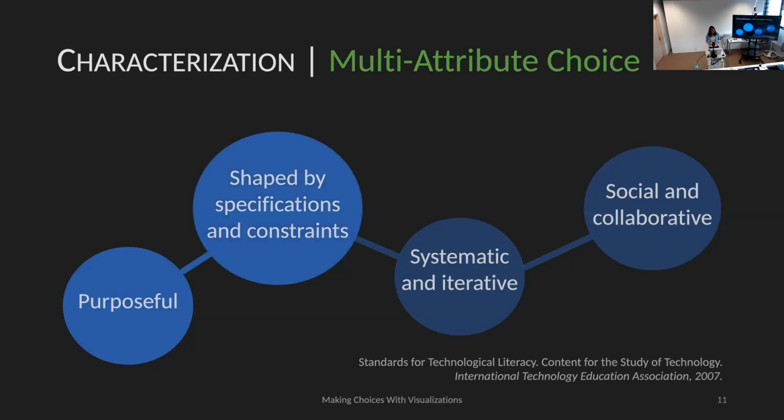And then second, choices are, of course, shaped by specifications and constraints. So specifications tell what the chosen option is intended to accomplish, while constraints are limitations that the decision maker must stay within. Some are absolute hard constraints, but many of them are relative and must be balanced against each other and against how well an option satisfies the specifications.